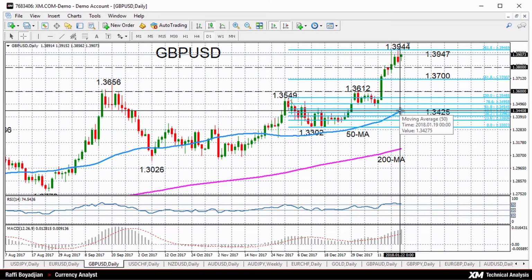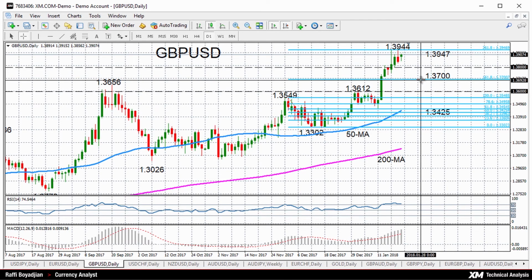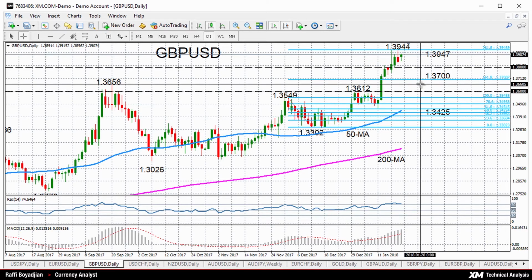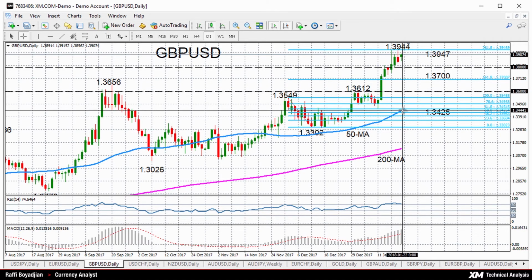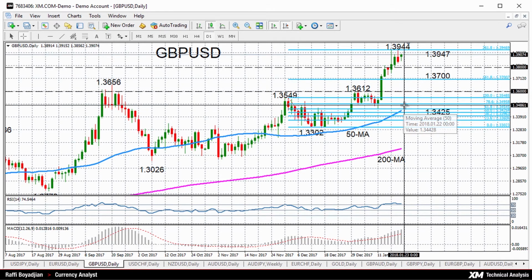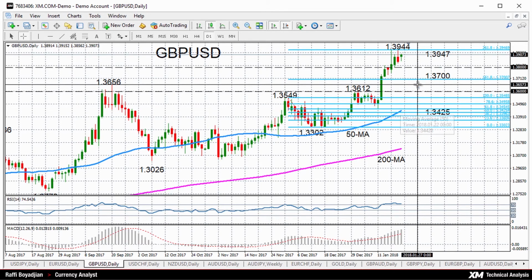That's currently around 1.3440. So it's unlikely we're going to see any deterioration of the bullish bias in the near term, but obviously a breach of the 1.37 handle would increase the risk of a move back towards the 50-day moving average.